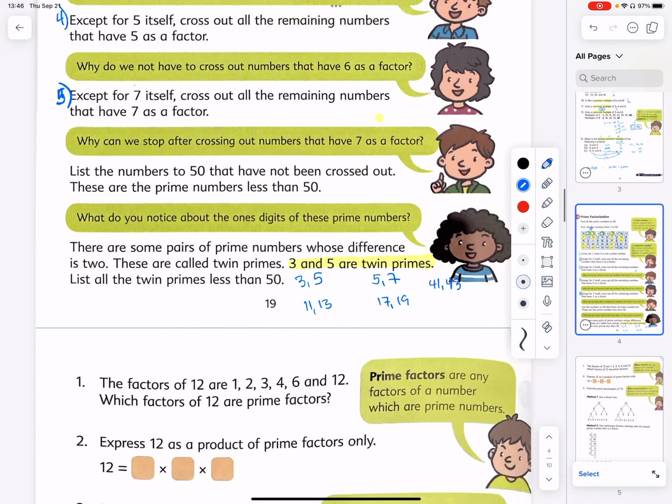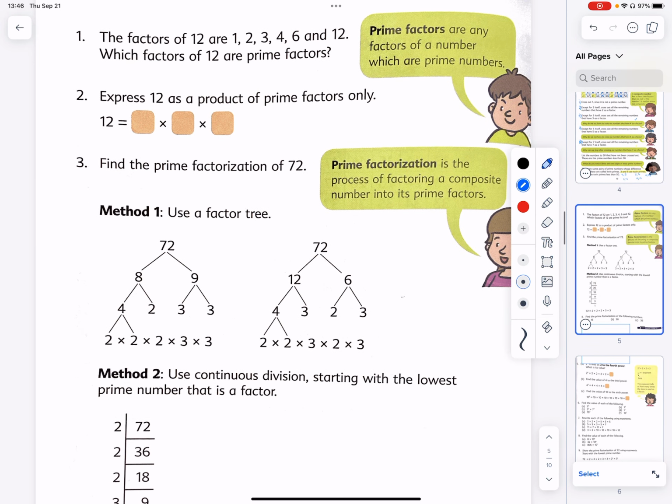My friends, let's move on. The factors of 12 are 1 and 12, 2 and 6, 3 and 4. Which factors of 12 are primes? Well, we know 2 and 3. 6 is a composite, 12 is a composite, and 4 is a composite. Now, look at this interesting word. This is a word from the world of algebra.